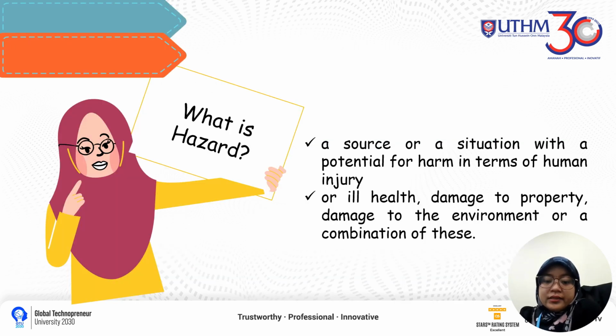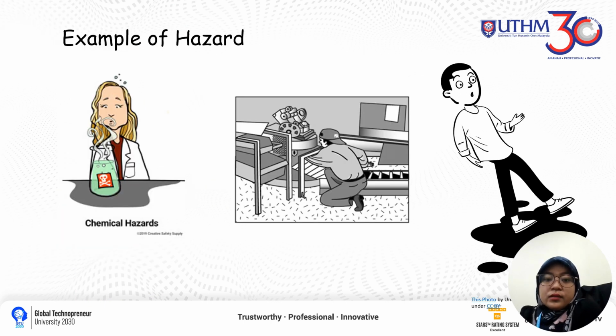So, hazard is actually a source of harm or adverse health effect. Hazard can be in various forms such as chemical, machinery, environmental factors. Essentially, a hazard is anything that has the potential to cause harm. So let's look at some examples of hazard. This could include chemical substances that are toxic, a piece of equipment with moving parts, or even a slippery floor. Hazards are the inherent characteristics or conditions that pose a threat.